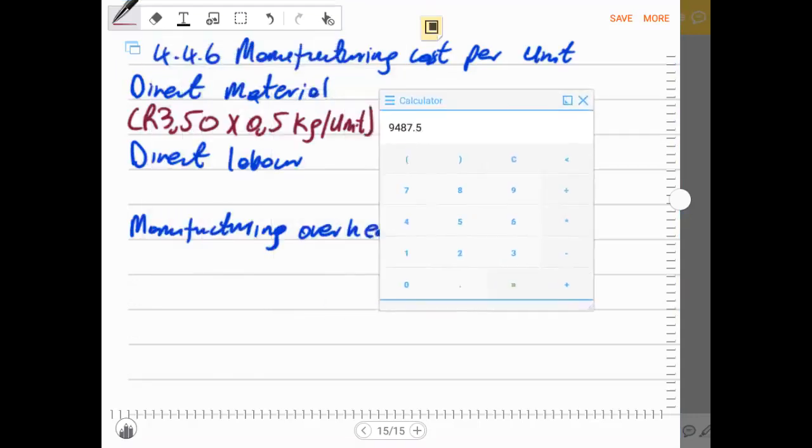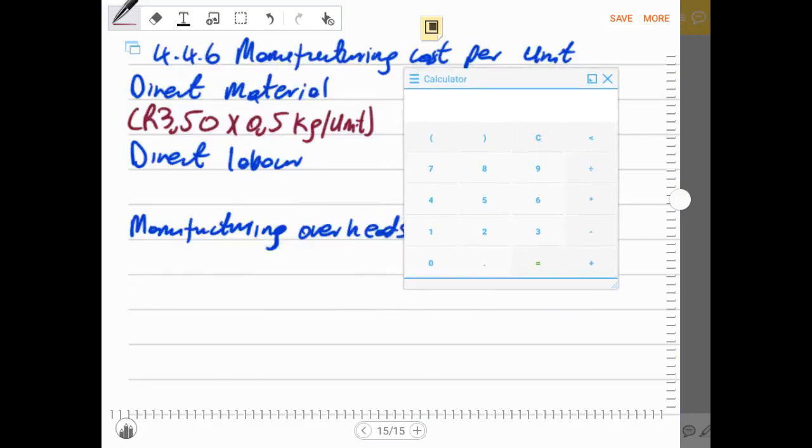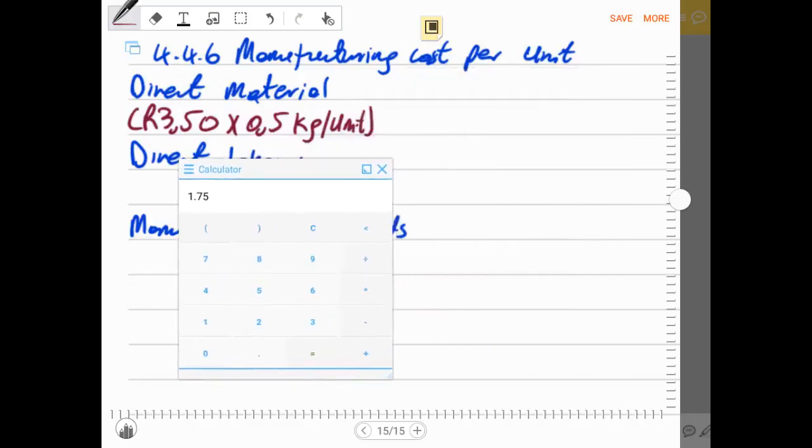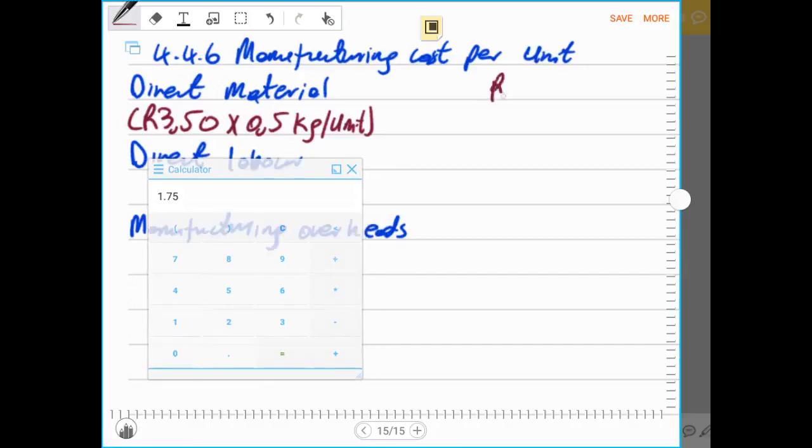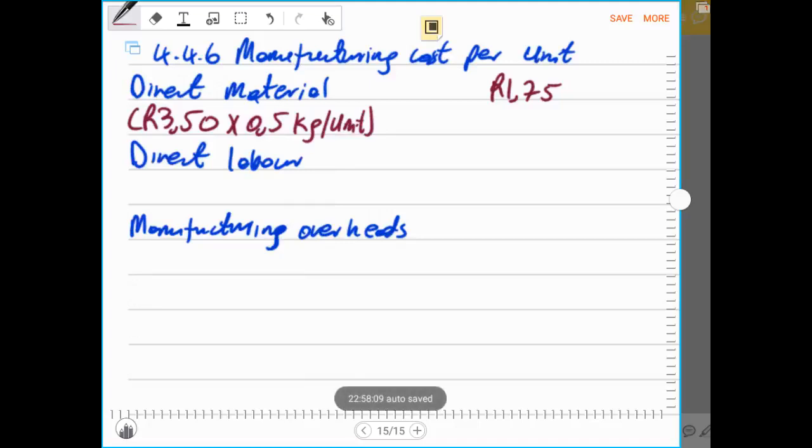So now we say 0.5 kgs multiplied by 3 rand 50 cents, and this will give us 1 rand 75 cents of material cost per unit. 1 rand 75 cents of direct material cost per unit that the company will have to incur.